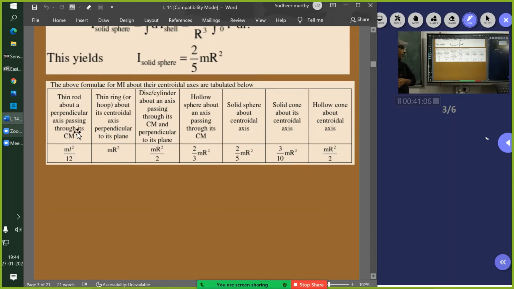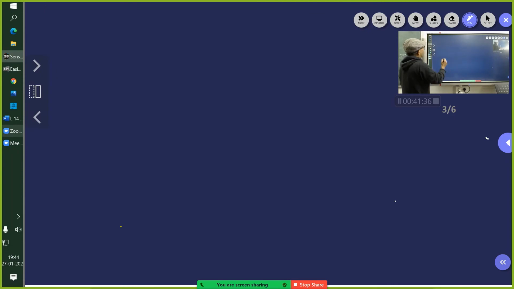So this is it. ml square by 12 for the thin rod through the center of mass. Ring, cylinder. See, for a disc or a cylinder, the formula will be the same. Can you appreciate this? So how will you justify it for a disc and a cylinder? The formulation is the same, about the axis perpendicular to it.